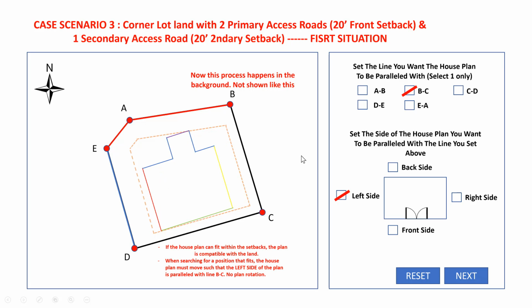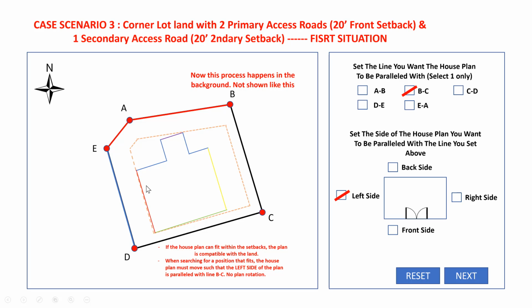It will move in the background process. If it moves to the left, no portion of the floor plan exceeds the boundary lines, so the plan can be used for this land. Then the software will scan the second house plan, the third house plan, and all the house plans available in our database, and show how many plans are actually compatible with this land. If I choose different lines to be parallel with, we will see the difference.